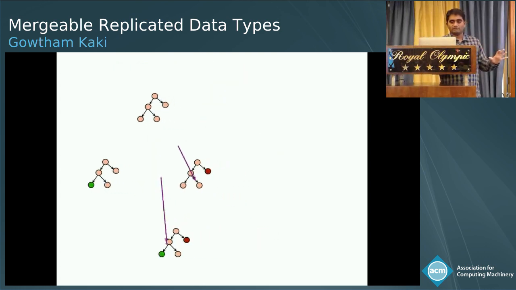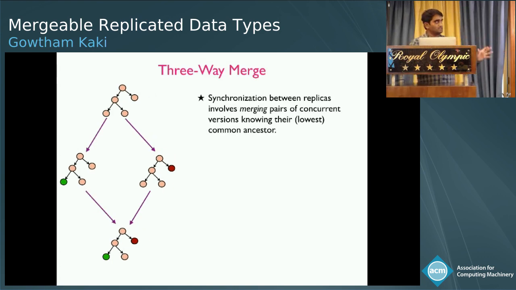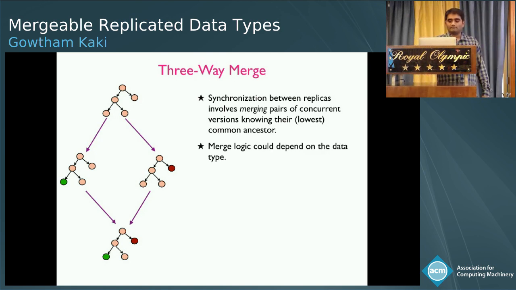So let's focus on the three-way merge. As I mentioned, the synchronization between replicas involves merging a pair of concurrent versions in the context of the lowest common ancestor. This merge logic is in fact what separates a regular data structure from a replicated data structure, because if you know how to merge two concurrent versions of a data structure, you essentially have the first approximation of a replicated data type. You can merge the concurrent versions to have a workflow which is distributed in nature. However, this merge logic is not arbitrary, it depends on our data type.